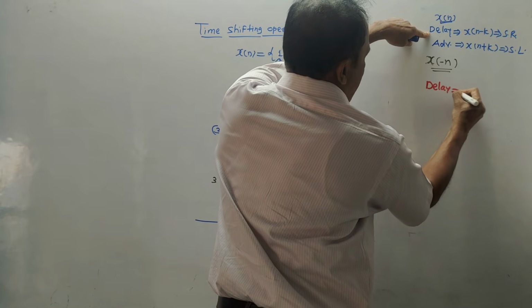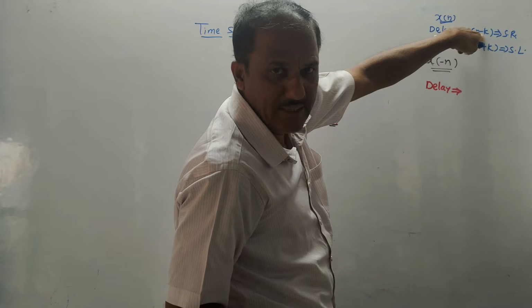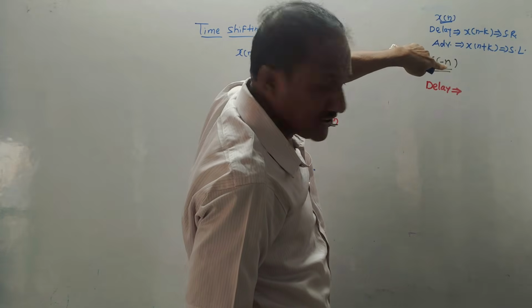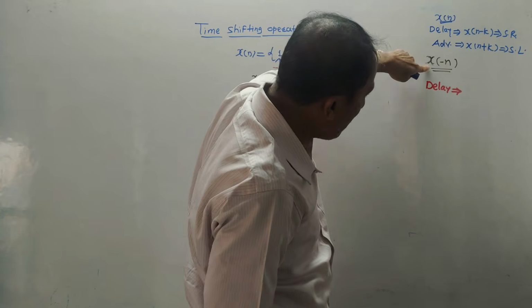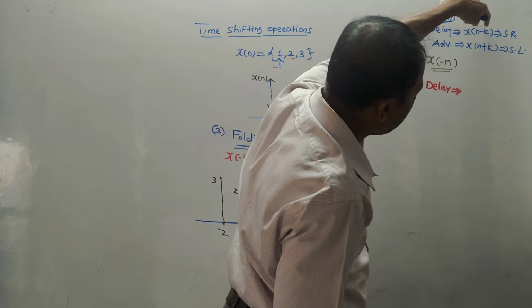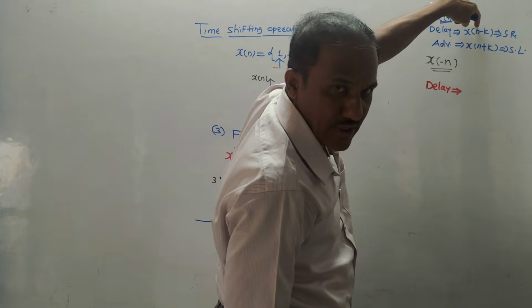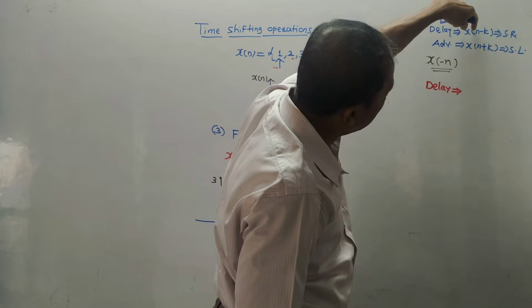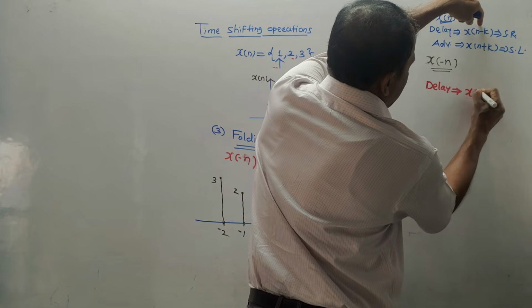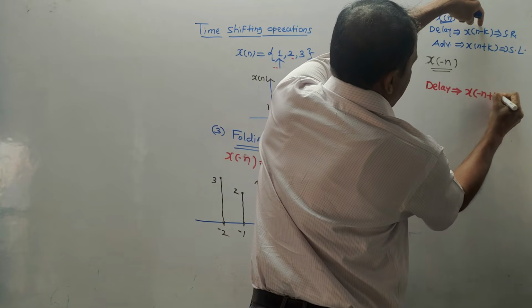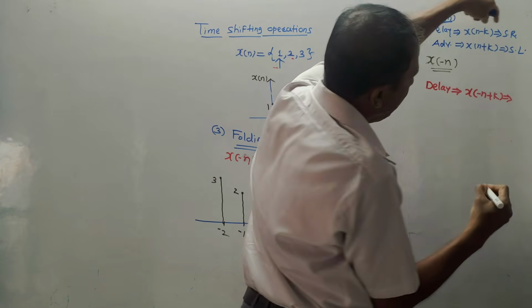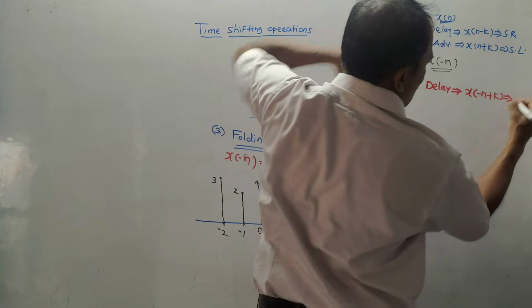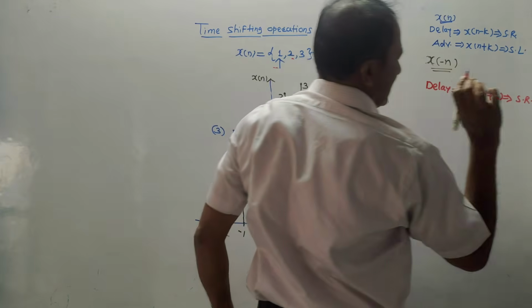Delay of x of n was denoted by x of n minus k. I want to generate the notation for delay of x of minus n. Change the signs of each variable. It is actually n minus k, that means plus n minus k. I will write it as minus n plus k. The basic meaning remains the same, that is shift right. So you just have to shift the diagram towards right.